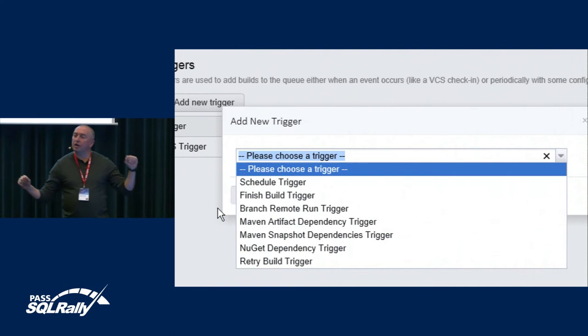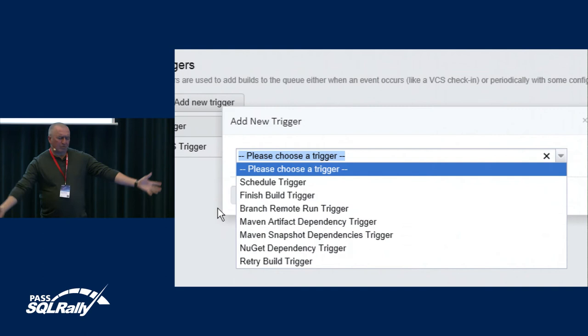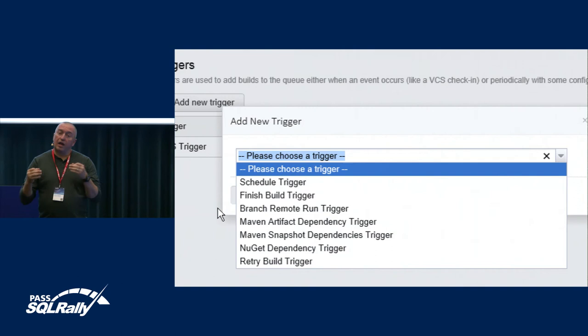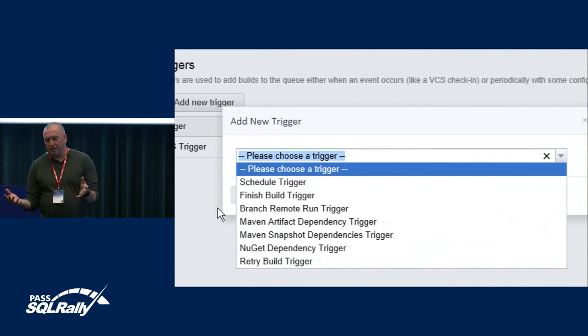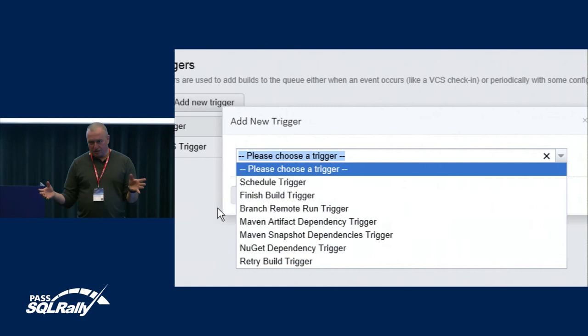You can set it up for Maven, which I have no idea what that is. You can set it up so it works with NuGet repositories. NuGet is a Visual Studio build and distribution package. It's effectively a zip file with XML. Seriously, it really is. It's a zip file with XML. But you can set it up with that.